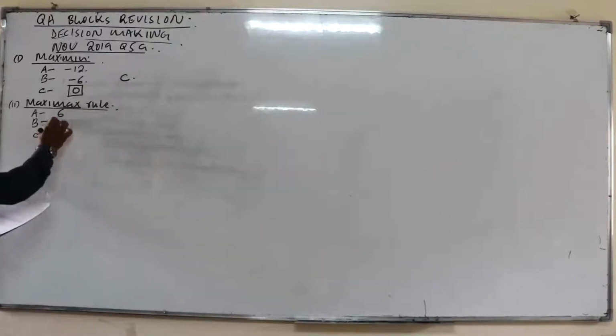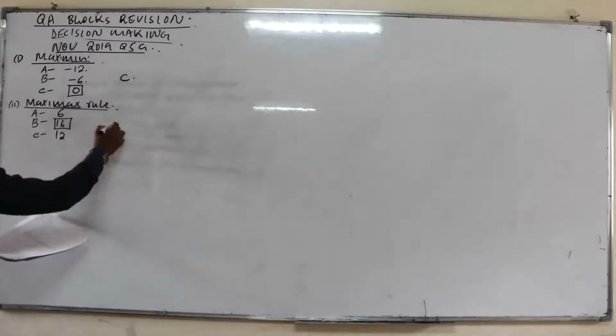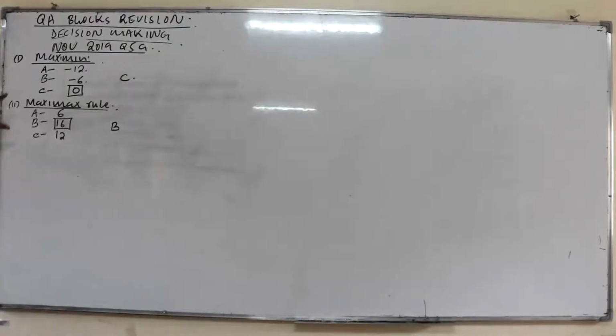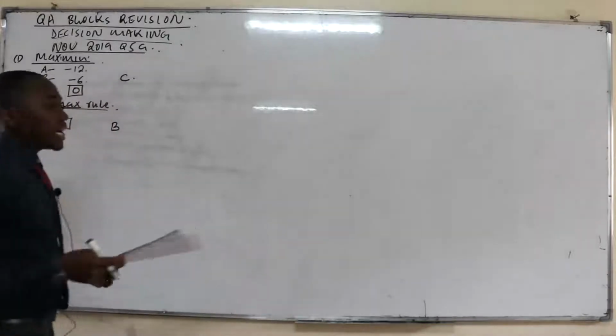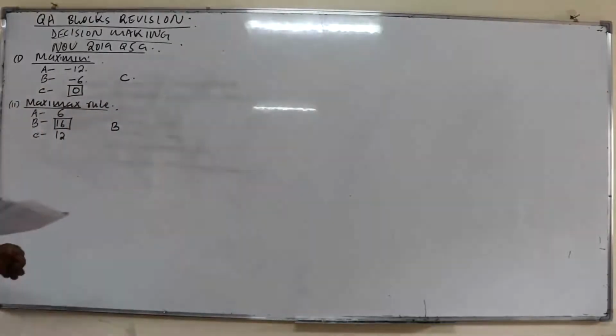In this case, the maximum will be 16. So in this case, you should go with option B. Remember, we said that maximax and minimin are applied when the decision maker is optimistic. Then the maximin or the minimax are applied when the decision maker is pessimistic. Good. Let's go to number 3.